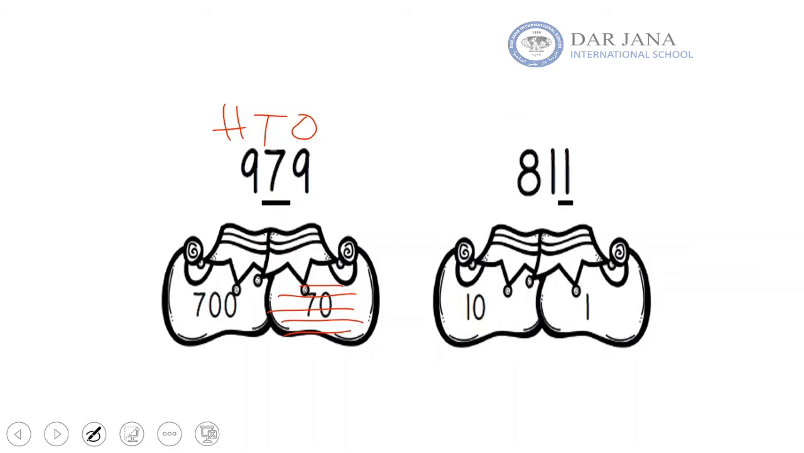The last one here, 811. The underlined digit is 1. It's under the family of the ones. I know that the ones, it's only 1 digit. So what's the value of the 1 here? Is it 10? No, it's not 10 at all. It's 1. Yes, very good. So you have to color 1.